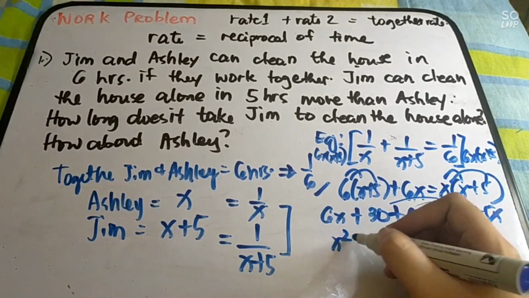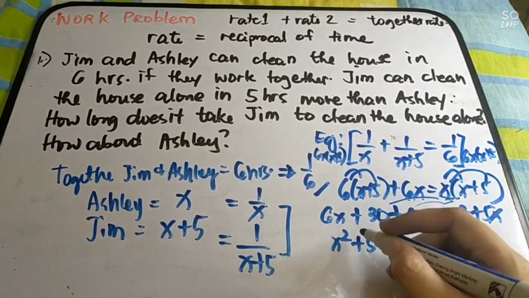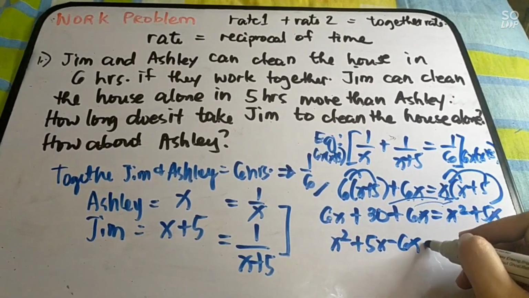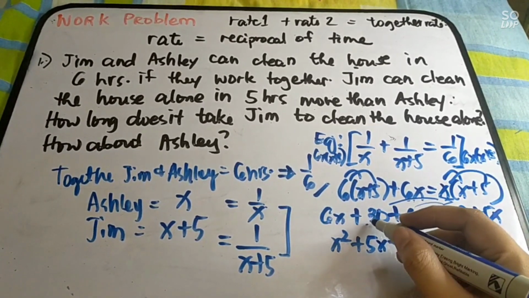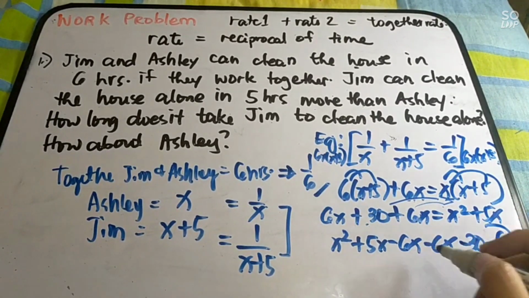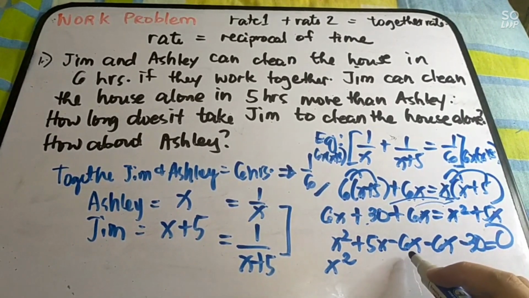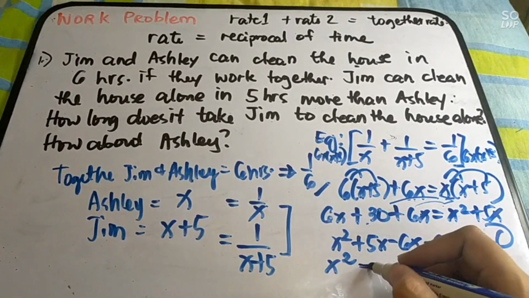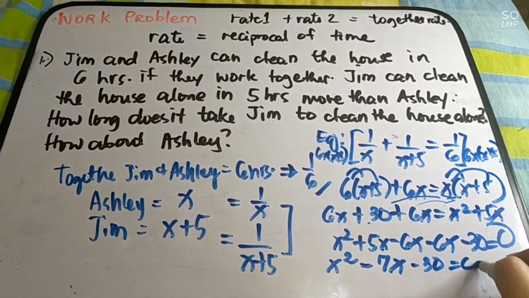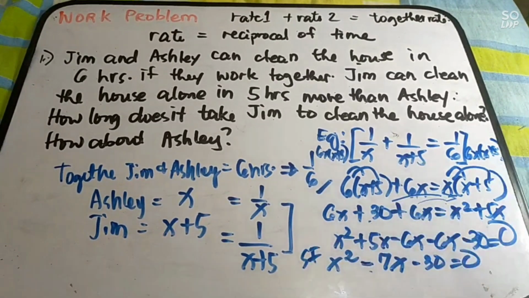So, you have here x squared plus 5x. Lipat natin to doon sa kabilang side, magiging negative 6x. Etong 6x lipat mo, negative 6x din. Etong 30, magiging negative 30, equals 0. Then, combine like terms. So, you have your x squared, then 5 minus 6, that is negative 1, minus 6 ulit, that is negative 7x. Then, minus 30 equals to 0. Now, you have now your standard form of quadratic equation.